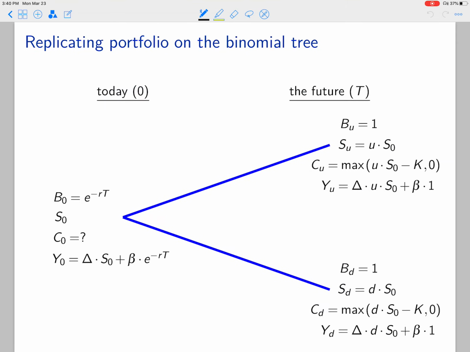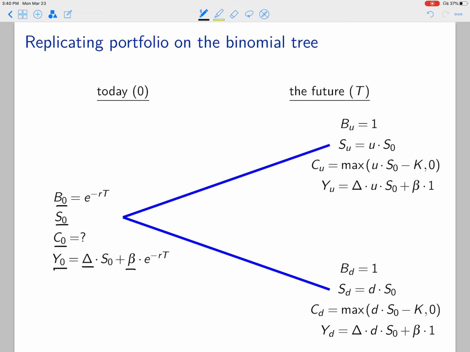To summarize, our situation is as follows. Three assets: stock, bond, call option. Prices and payoffs of the stock and the bond are known. The price of the call is what we want to calculate. To price the call option, we're going to form a portfolio Y. This portfolio Y is going to be comprised of delta shares and beta bonds.